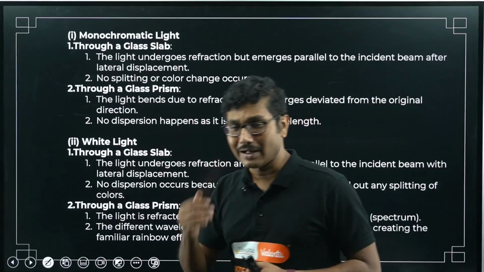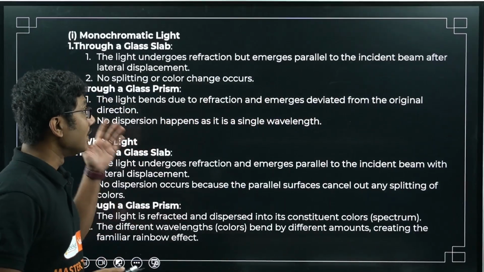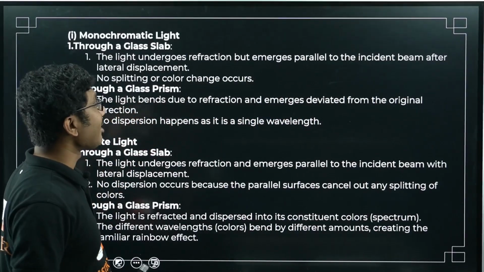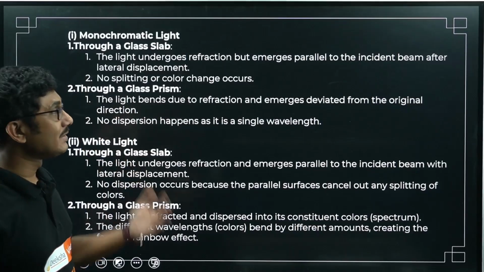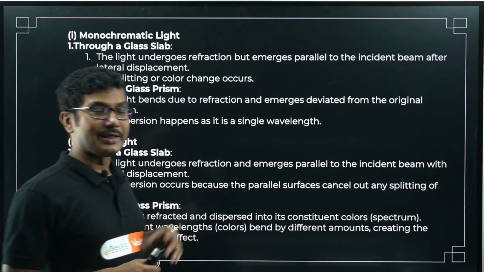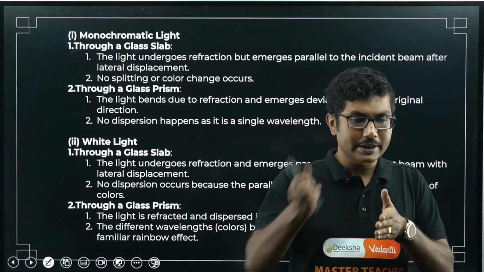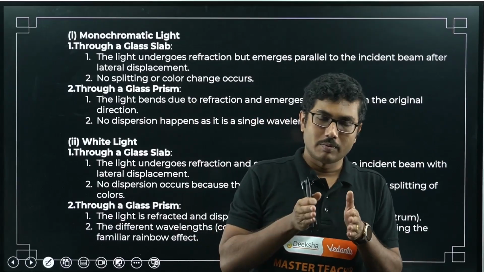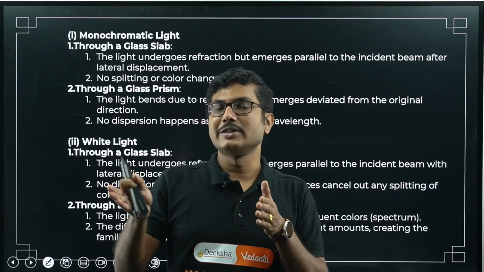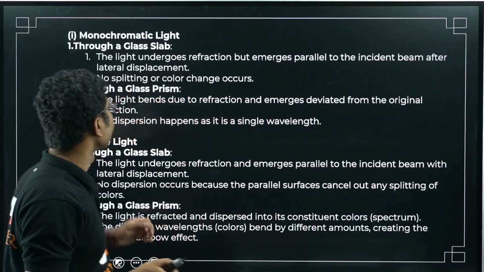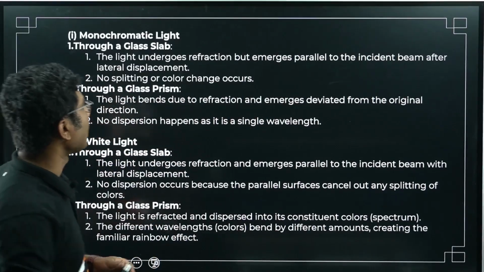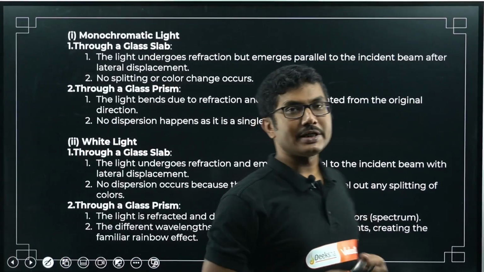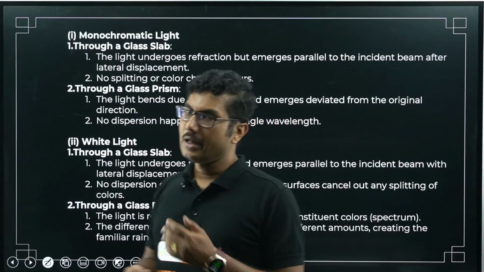So light after incidence, after refraction through the glass slab, okay, it emerges parallel to the incident beam, but there is a lateral displacement. So if the light was going from this direction, the light will come out parallel, but there will be some lateral displacement, but they are parallel to each other. What else? No splitting or color change occurs. Okay, so the light does not change any color. That is also very, very important.